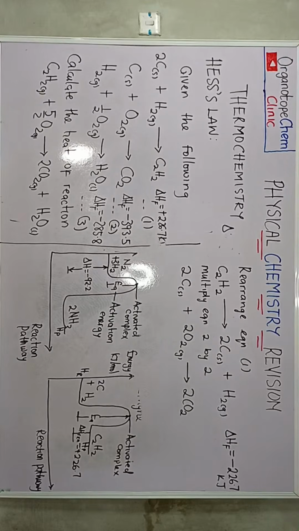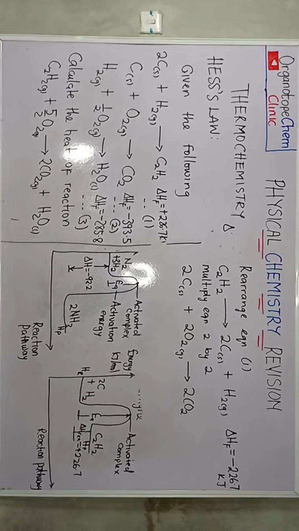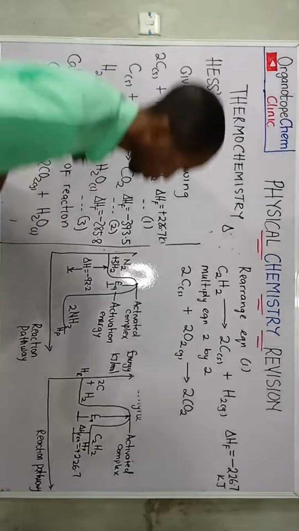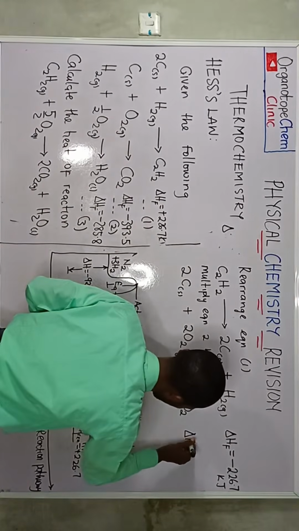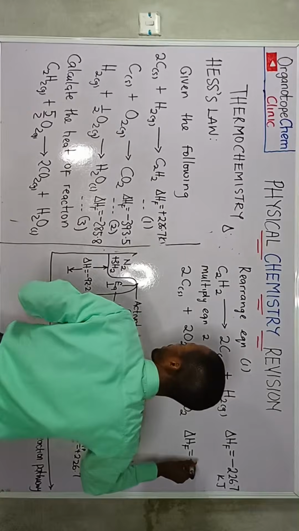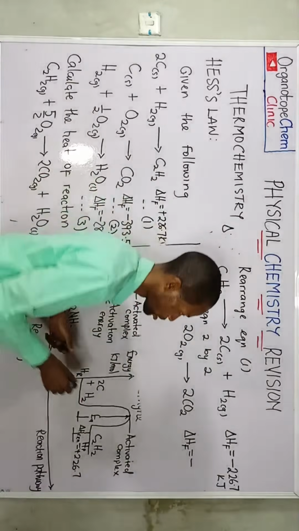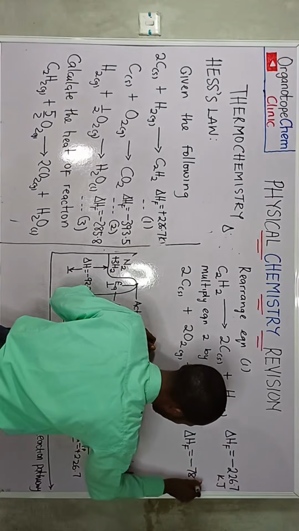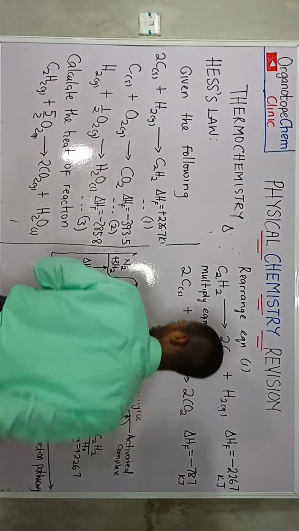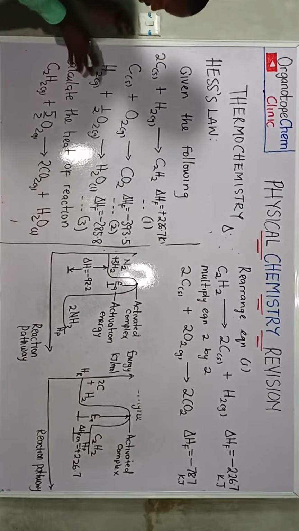Minus 787. Is that confirmed? Yes, can someone confirm that? Yes, 787. Okay, minus 787. So we have delta H formation is minus. Okay, we still retain the minus since we did not reverse the equation. Minus 787 kilojoule. Okay, now let's proceed.